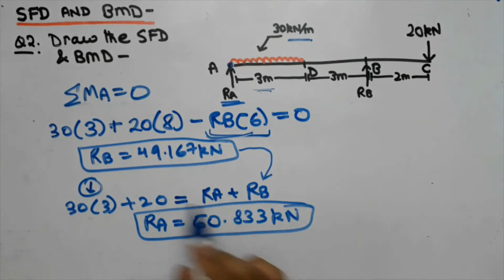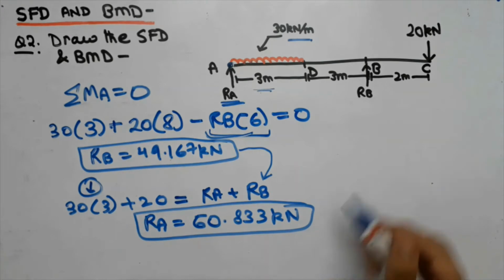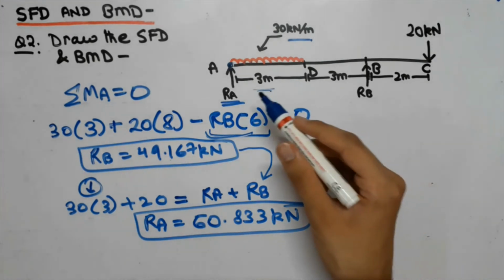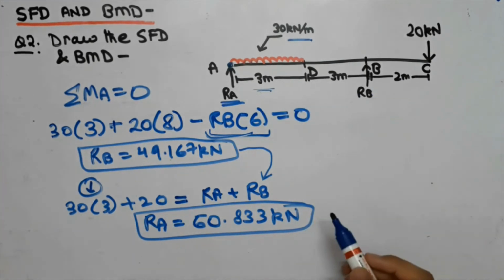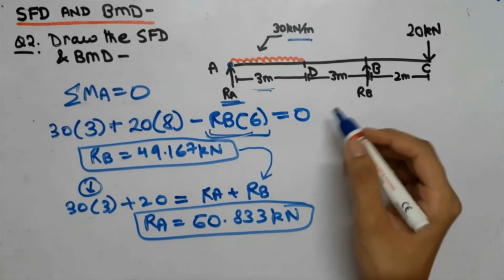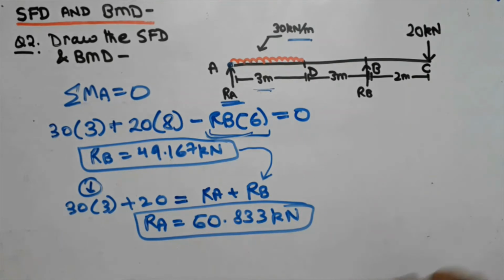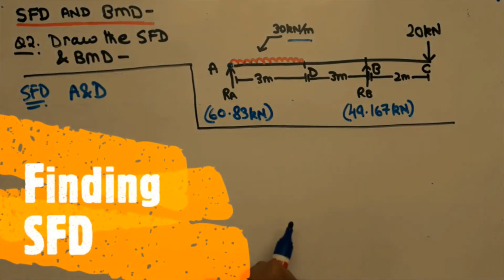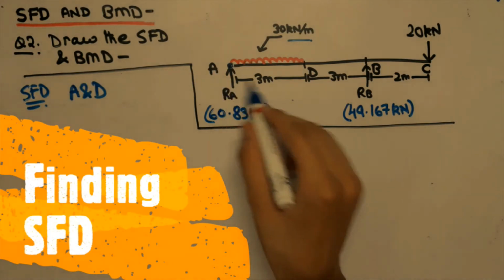Now guys, that we have found out the values of RA and RB, now we are going to find the shear forces at points A, D, B and C. And then subsequently we are going to find the bending moments at these points. And then we will draw their diagrams. So first of all we will find the SFD. So now guys, we are going to find the shear forces at points A and D.